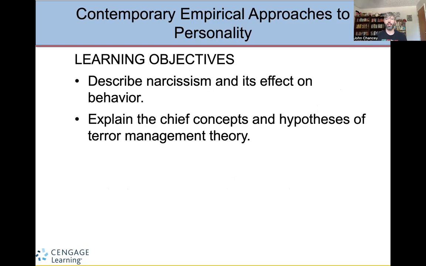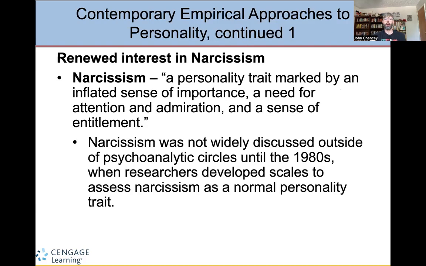We're going to look specifically at the traits of narcissism and its effect on behavior. And then we'll also talk about terror management theory, how it relates to behavior. So there's a lot of growing interest in this personality trait of narcissism, and our textbook defines it as a trait where individuals have an inflated sense of ego or self-importance. They have a need for attention and admiration, and maybe also a sense of entitlement.